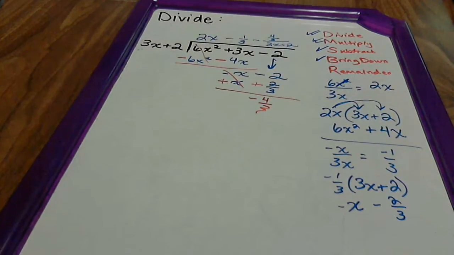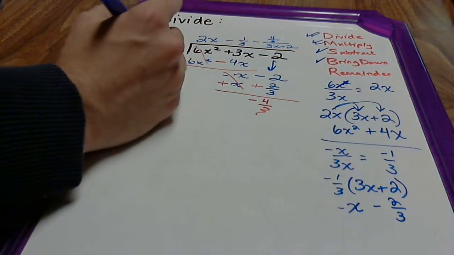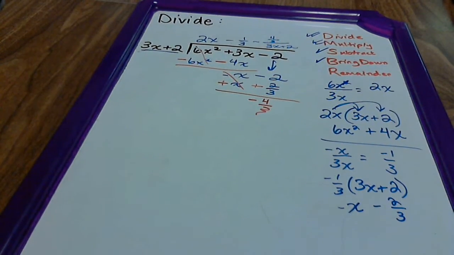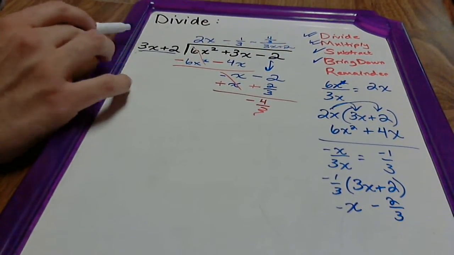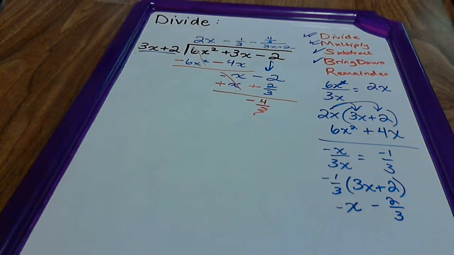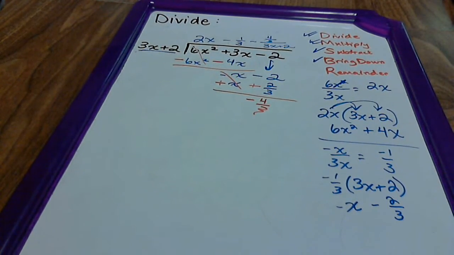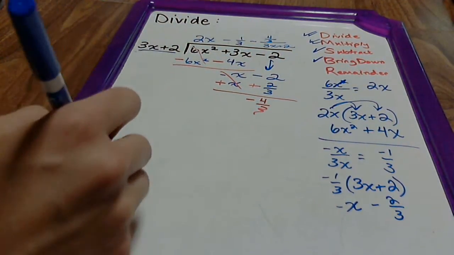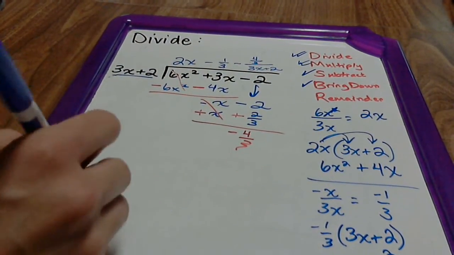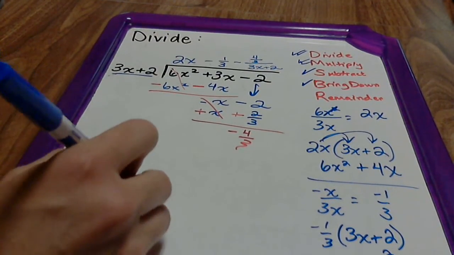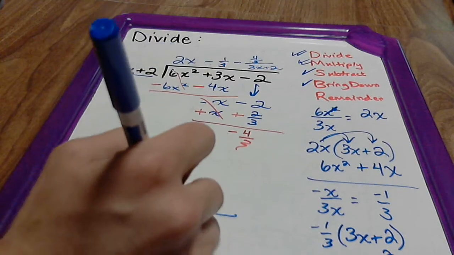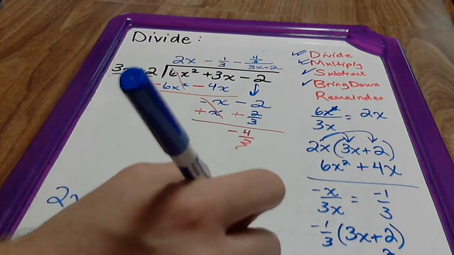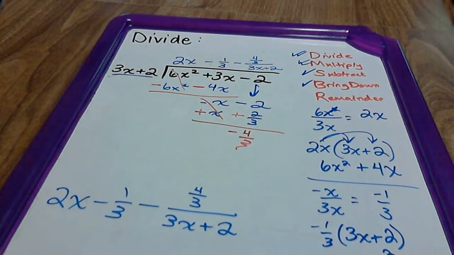Now where did the 3x plus 2 come from, you ask? It comes from right there. When we get to the remainder part, it's just the remainder divided by whatever the divisor is. So that is a pretty simple way to do polynomial long division. So in case you can't see it very easily, the answer is 2x minus 1/3 minus 4/3 over 3x plus 2. And that would be the final answer.